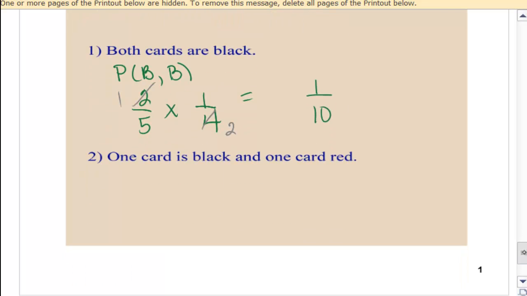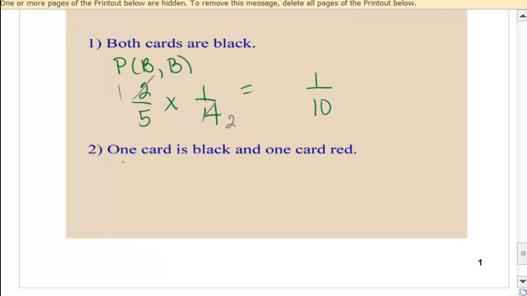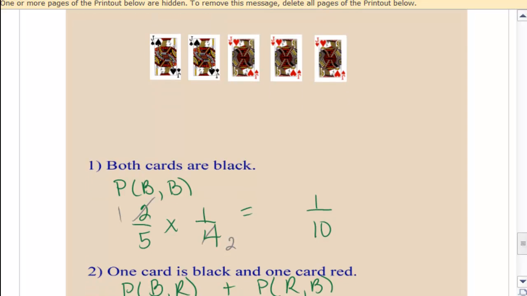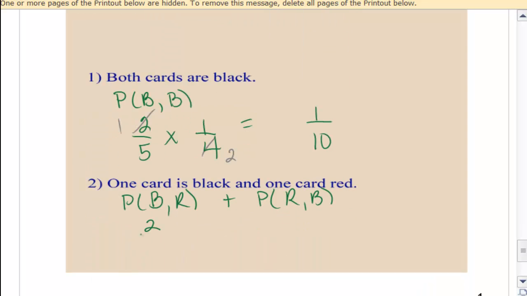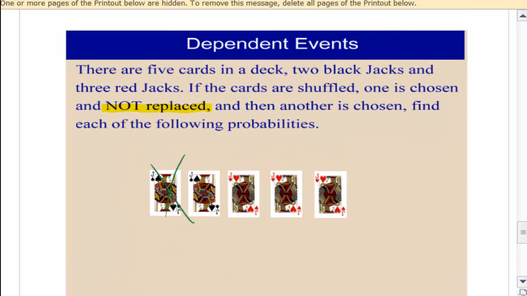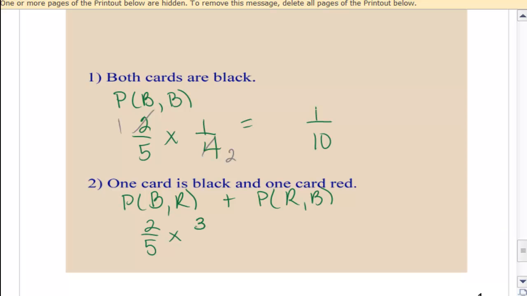Let's move down to the next one. In this case, we want the probability that one card is black and one is red. Now it doesn't say what order they're in, so we have to consider black then red, and then red then black. So let's start with black then red. If we were to choose a black card initially, we know our probability is 2/5. We just saw that. So now a black card is gone. What's our probability of a red card? 3/4, right?